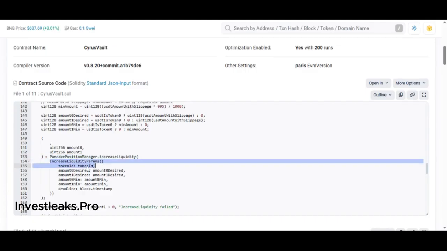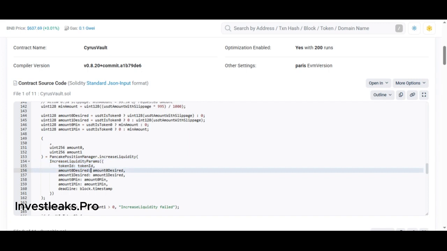This is the key connection. It tells me that deposited funds are not just received by the contract. They are explicitly routed to increase liquidity in specific Pancake Swap V3 positions, identified by token IDs.